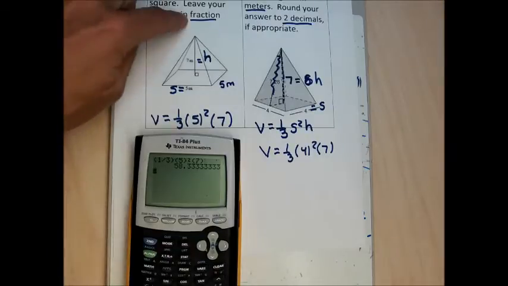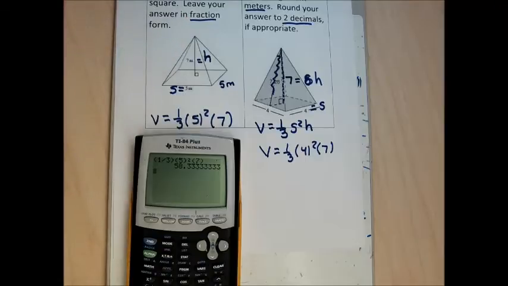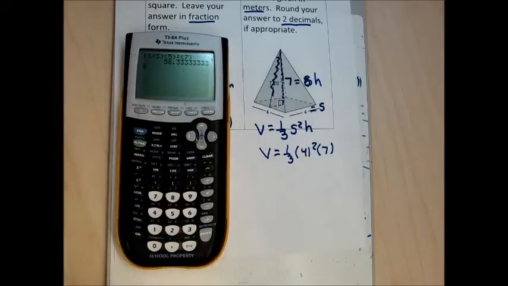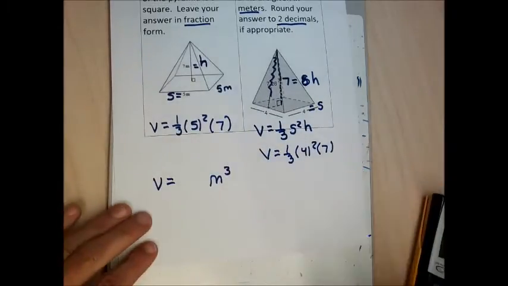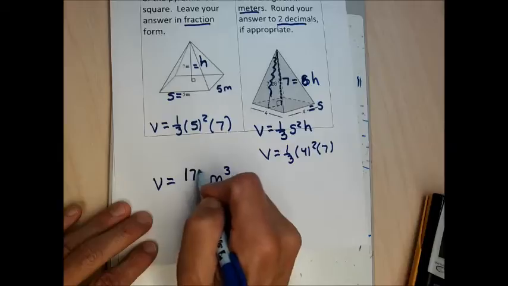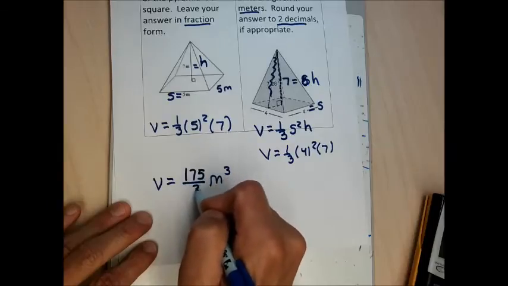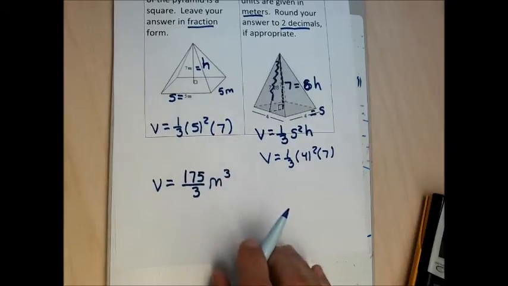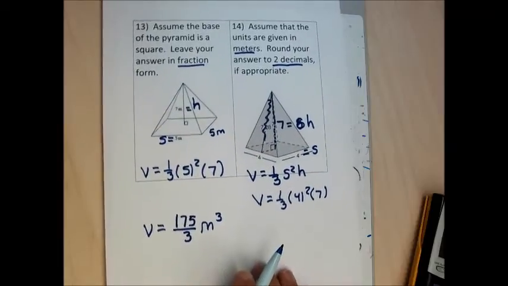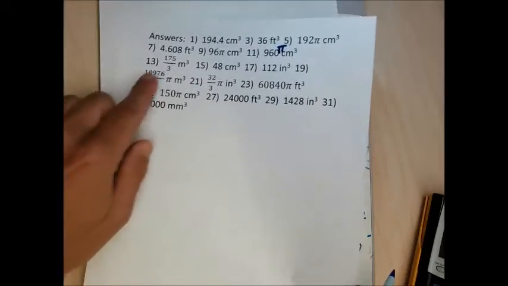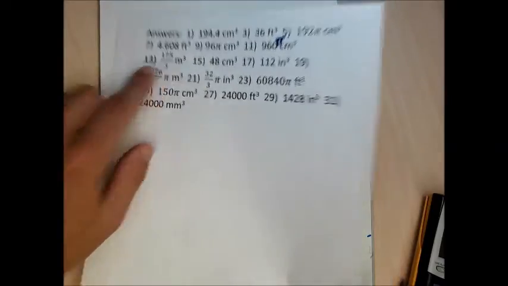Because it says leave my answer in a fraction, I would probably not want 58.33. Again, to get a decimal into a fraction on this calculator, you hit the math button, and you hit enter once and enter twice. So I'm going to get 175/3 for the numerical part of my volume, and the rest of it's going to be meters cubed. And when I look at my work for problem 13, I get that 175/3.